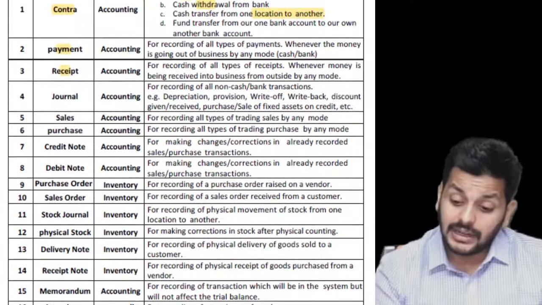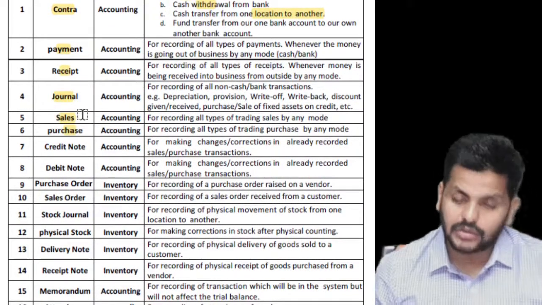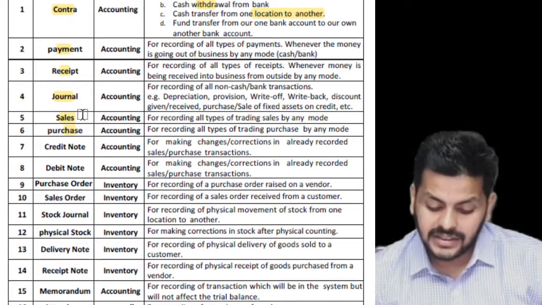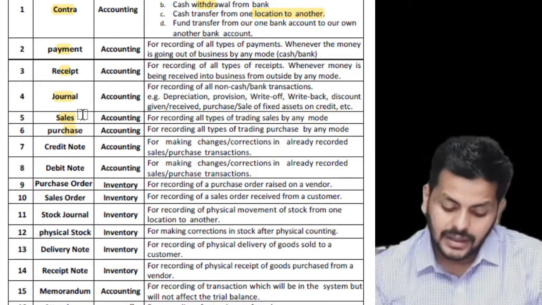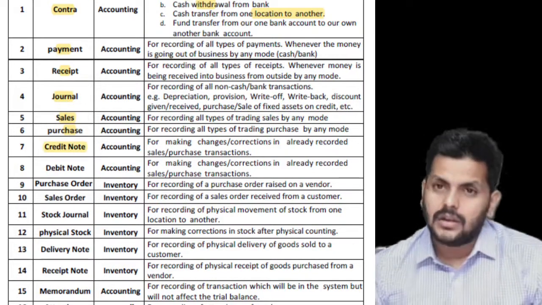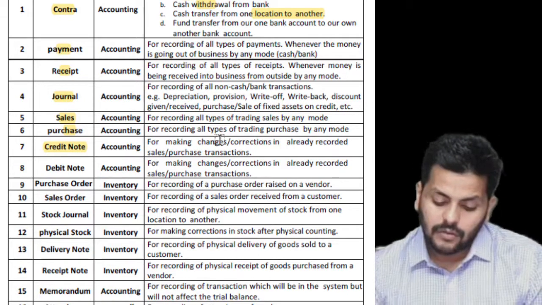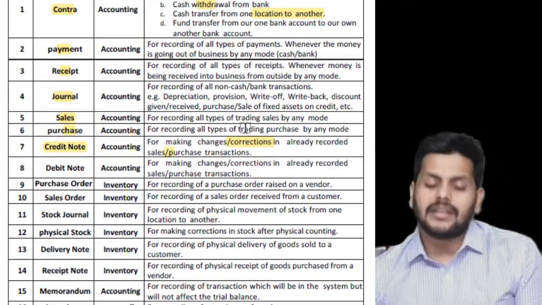So basically you will have a payment voucher and a receipt voucher whenever they are happening. Then we have a journal voucher, as you just read. Then sales and purchase, both of those vouchers. Now you know sales returns and purchase returns are two important transactions that may happen. A credit note is issued for making changes or corrections in an already recorded sales or purchase transaction.